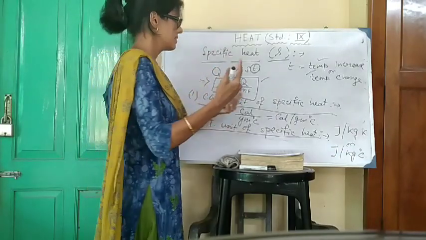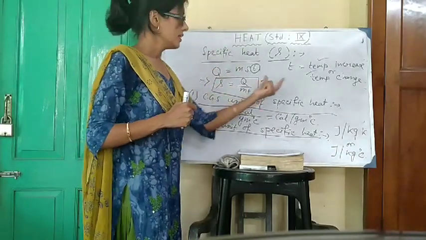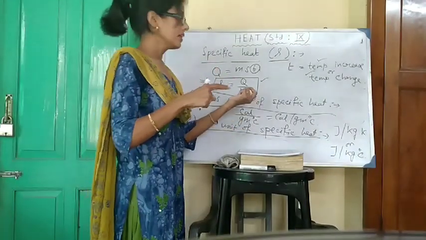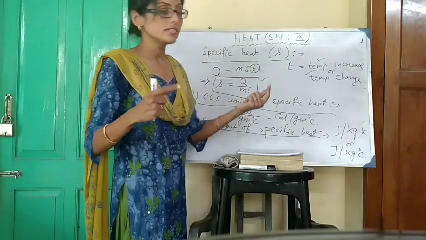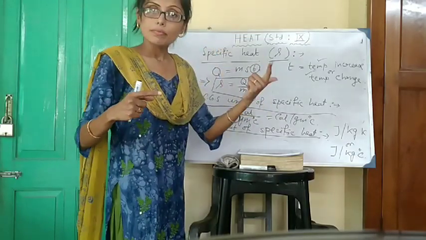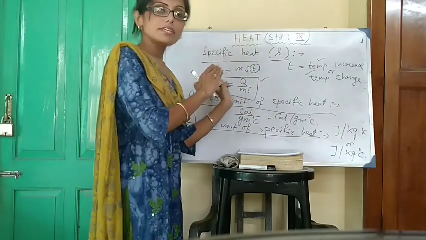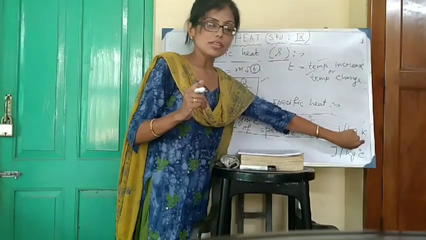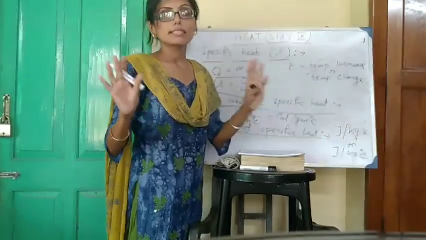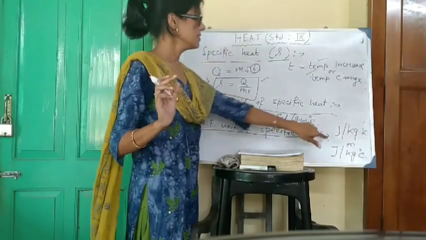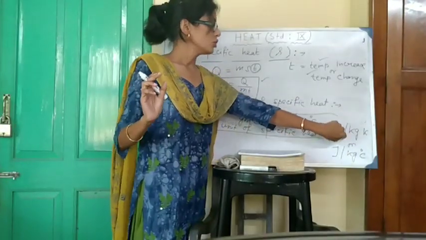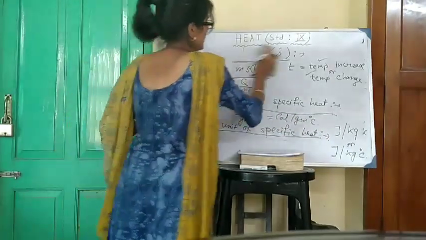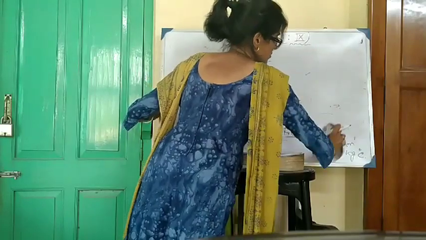In the denominator T is the increase in temperature. So if we consider the Celsius scale, the unit of increase in temperature is degree C. And if we consider the Kelvin scale, the unit of increase in temperature is K. Since the increase in temperature for Celsius scale and Kelvin scale are the same, we can write joule per kg Kelvin and joule per kg degree centigrade both are the same. So SI unit of specific heat is joule per kg degree Celsius or joule per kg Kelvin. Clear?